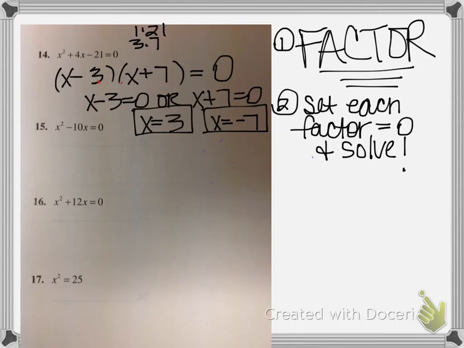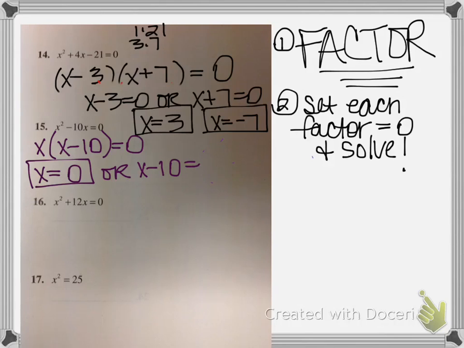So now, what if on number 15 I'm set equal to 0? Great. So now I have x squared minus 10x. Well, I definitely have a GCF, so I want to factor that out first. They both have an x, so x, and I'm left with x minus 10 equals 0. So either x could be 0, because that's one of my factors, or x minus 10 could be 0, which means when I add 10 to both sides, I get 10. So that one wasn't so bad.